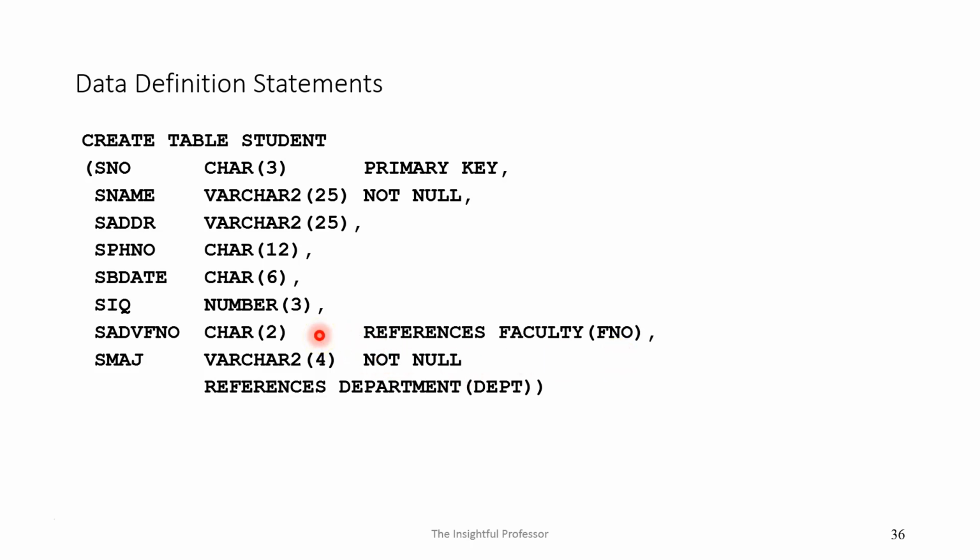The way the system is going to find out is it's going to query some of the metadata about the faculty table. Therefore, the faculty table must already exist before I can create the student table and make this relationship. Similarly, the department table must already exist. It must already have been defined before I can put the foreign key in here for student major. Otherwise, the system can't do the validation.